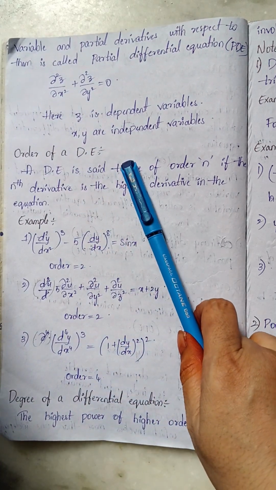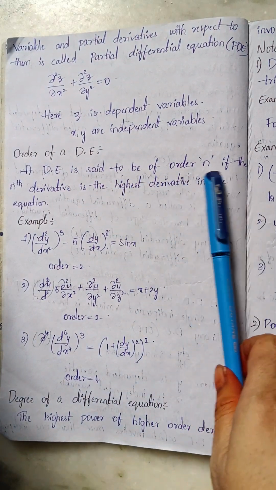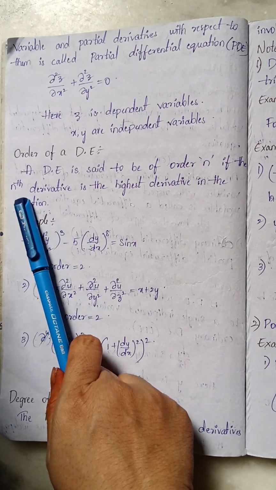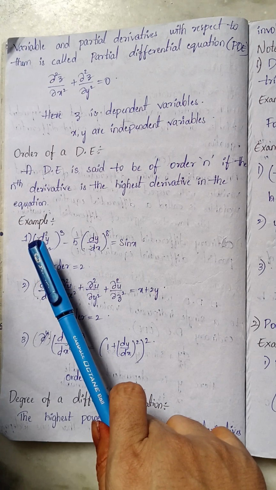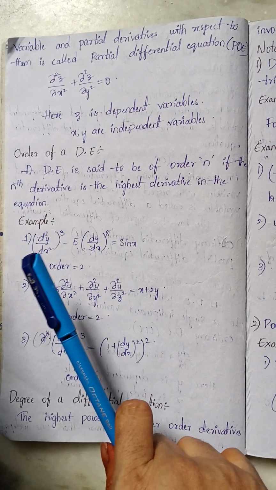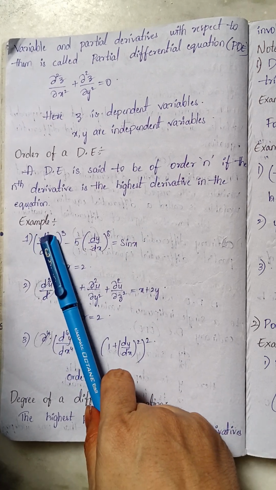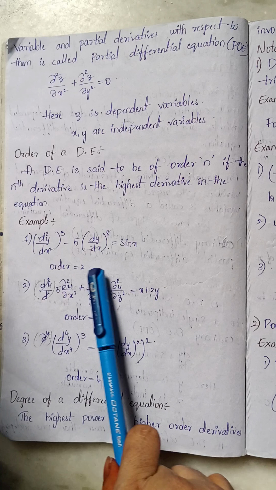Now the order of a differential equation means the highest order derivative. If the nth derivative is the highest derivative, then we can say the order is n. That means when you are taking one differential equation, how many times are you differentiating here? Here how many times are we differentiating? 2 times, d square y by dx square. That's why the order is 2.